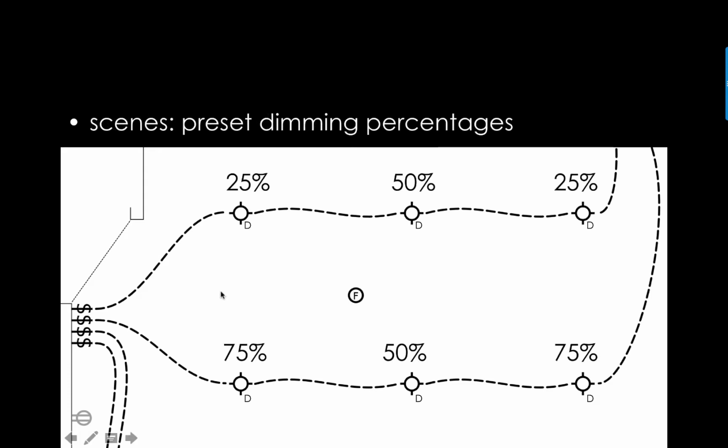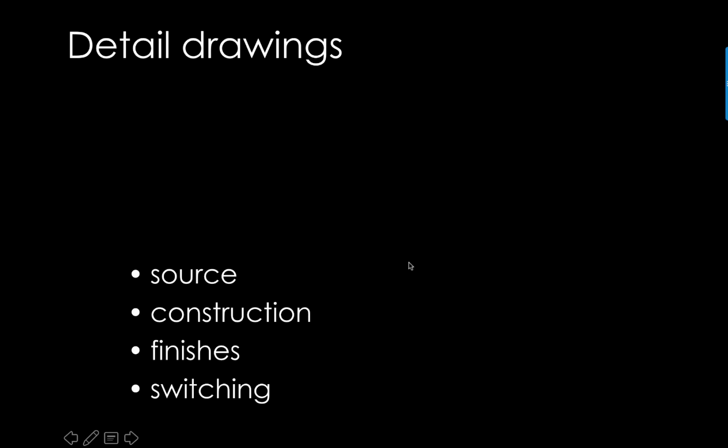Now, another thing that you can do in these dimming and switching plans is indicate if there are preset scenes. So, for example, you may have individual lights that are dimmed to specific percentages based on some effect you want to create. You can use this switching plan view to create those scenes.